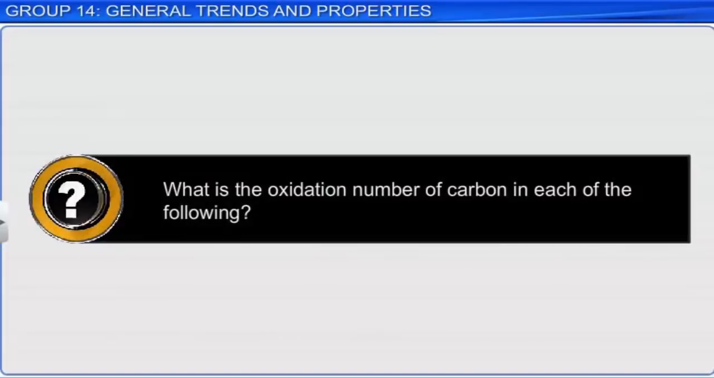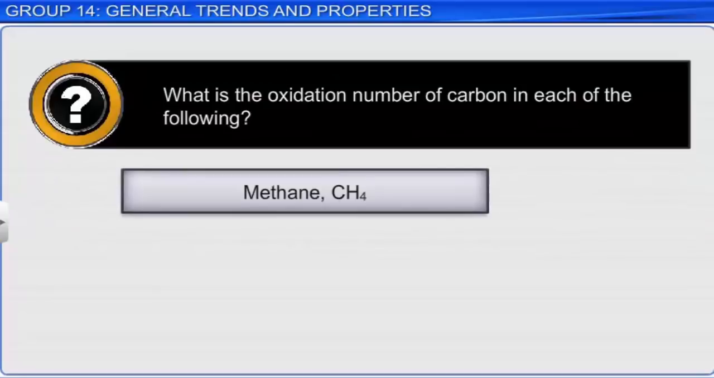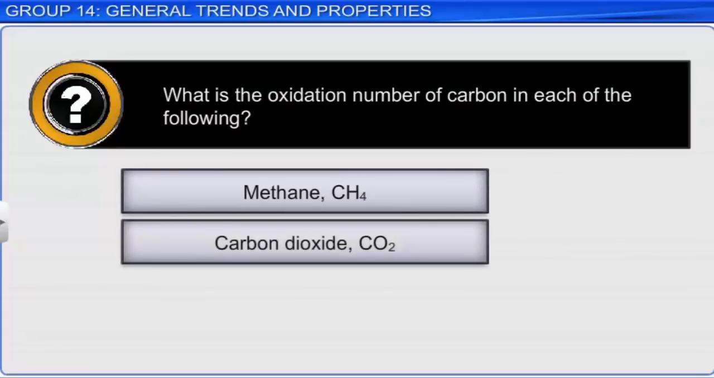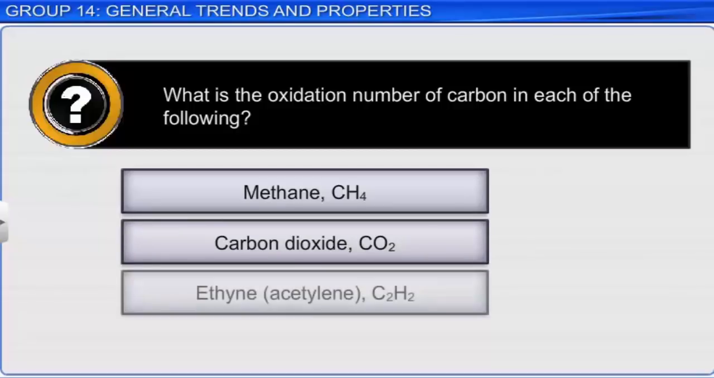Try to answer these independently before checking the answers. What is the oxidation number of carbon in each of the following? Methane, CH4. Carbon dioxide, CO2. Ethyne or acetylene, C2H2.